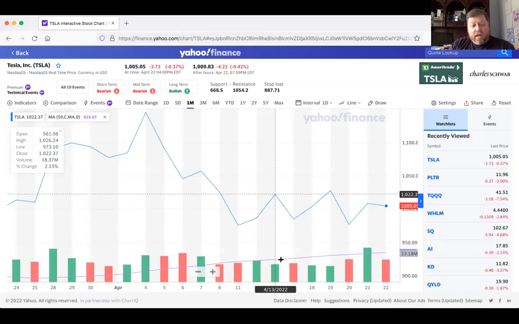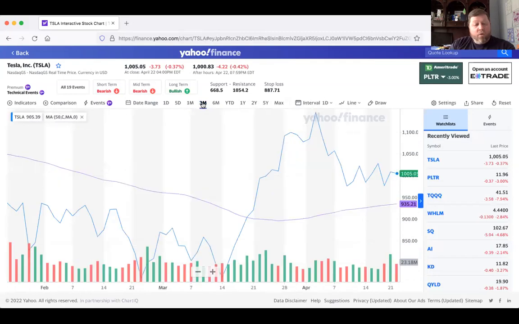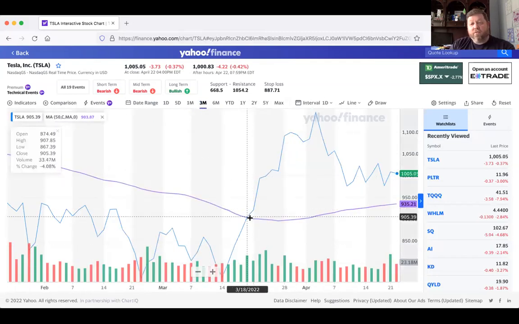We can see here that it is below the line, which indicates that we are in a bullish trend with Tesla over the 1 month period. Let's switch over to 3 months. Well, we can see here we had a crossover event, right? This is just how you learn to look at this in a simple way.